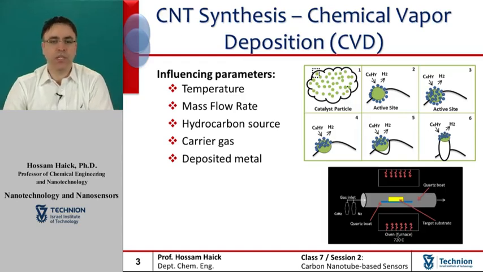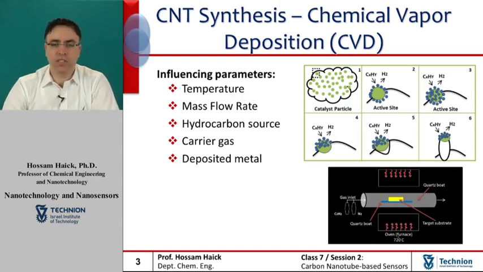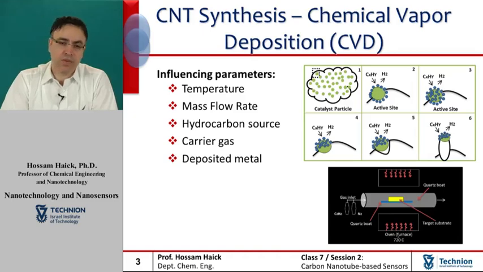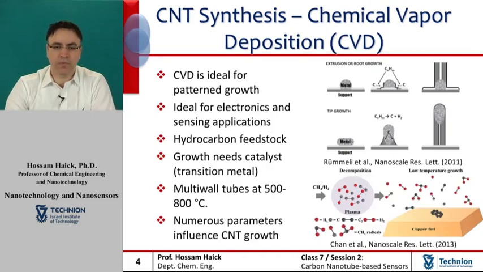The most frequently used catalysts are transition metals, primarily iron, cobalt, or nickel. Other parameters that will influence the growth of the nanotubes are the temperature, the mass flow rate, hydrocarbon source, and the carrier gas.